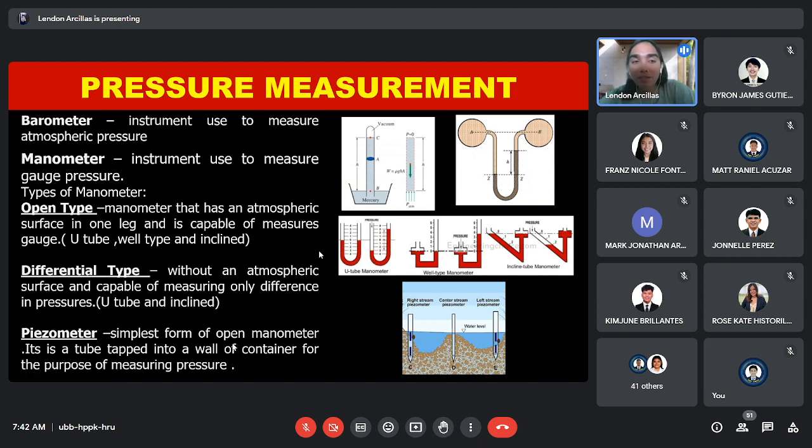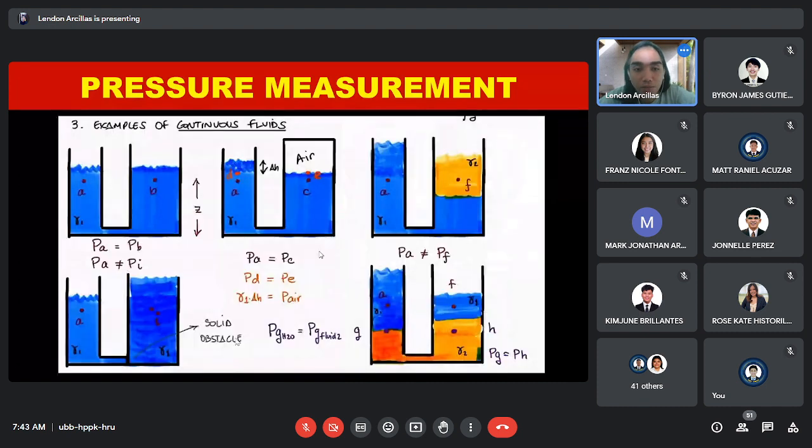So, what is the difference between atmospheric pressure and gauge pressure? The atmospheric pressure, you are solving the pressure of the air. That's it, pressure of the air. Next, the gauge pressure is you are solving the liquid or the substance, the substance matter. So that is the gauge pressure.